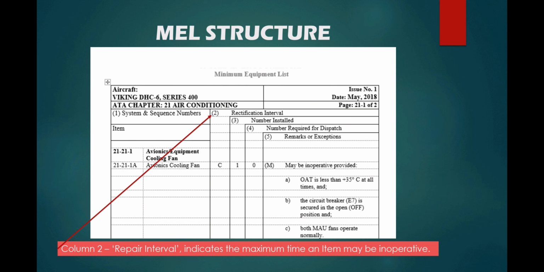Column number 2 is the rectification interval. Actually, it is a repair interval which indicates the maximum time an item may be inoperative. If you can see in front of the avionics cooling fan, there is an alphabet that is C. In the next slide, I am going to tell you about the meaning of these alphabets.